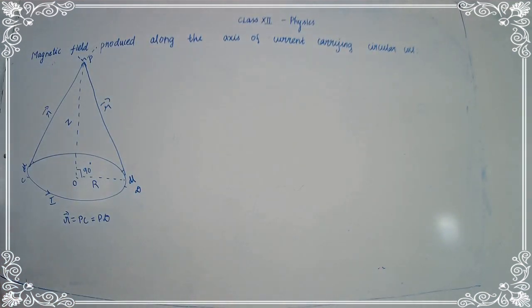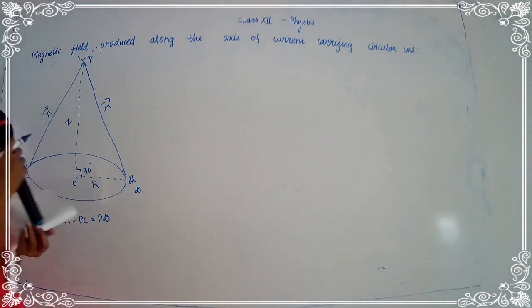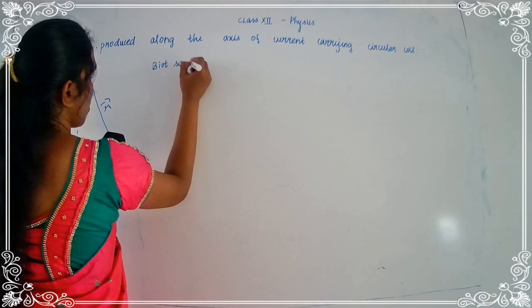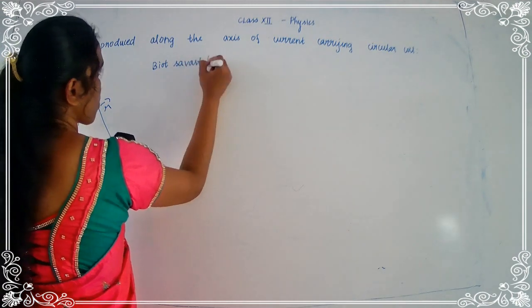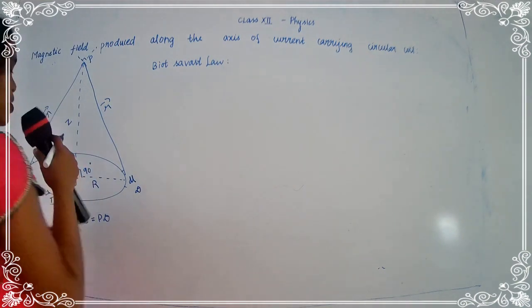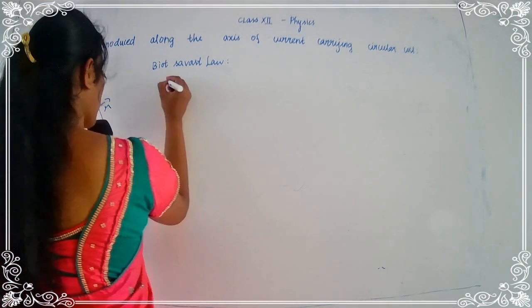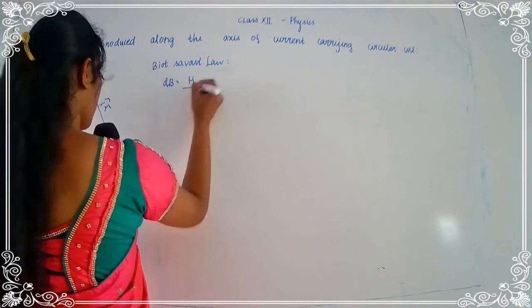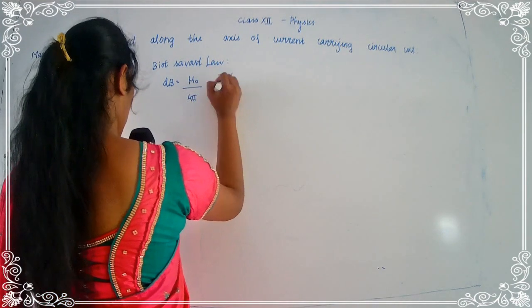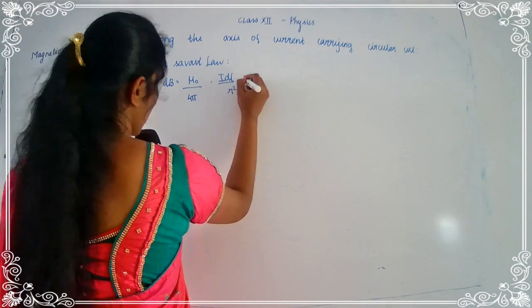Now we are going to apply the Biot-Savart law. Okay, Biot-Savart law. What is the Biot-Savart law? dB is equal to, tell with me, mu naught by 4 pi I dl by r square into r cap.